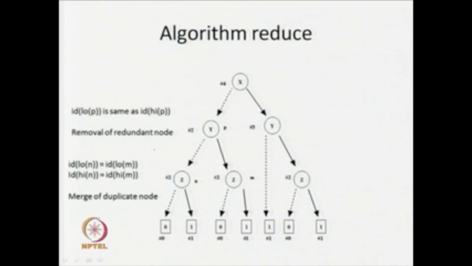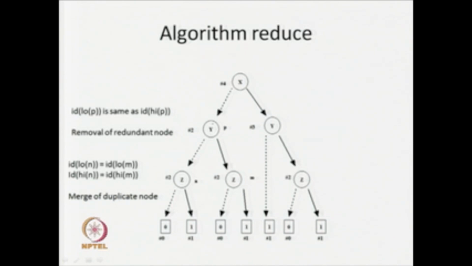So, if ID of low of p is the same as ID of high of p. This is labeled with p, and these are at level n and m. So, that is why I am saying n and m. Those can be merged, and similarly, this can be merged. And since for this node p, low and high are the same, we can remove these. So, basically these are the rules that we are going to apply.